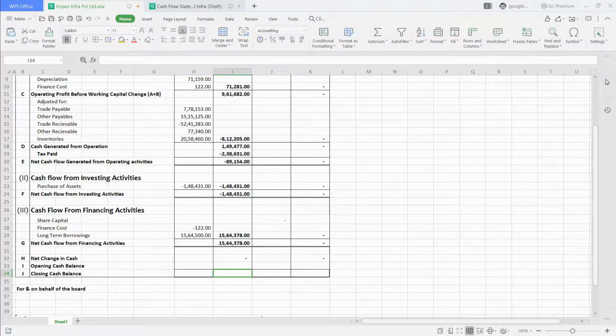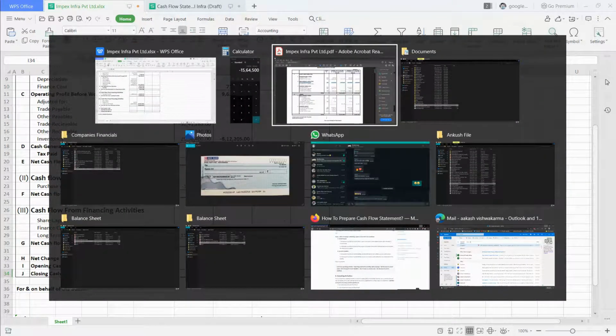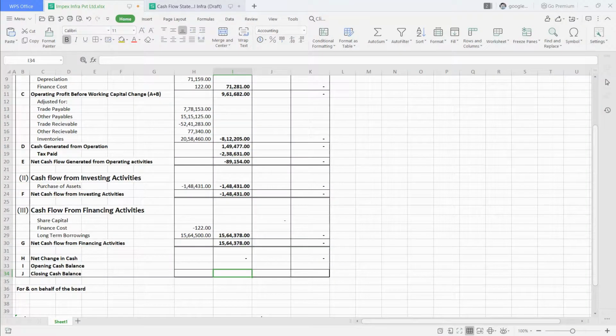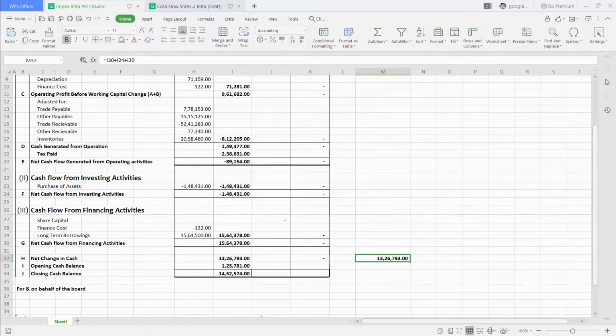Finally, we will put the opening and closing cash and bank balance. Difference between opening and closing balance of cash and bank will be the net change in cash and should be equal to total of cash flow from all three activity. That's it. Our cash flow statement is prepared.